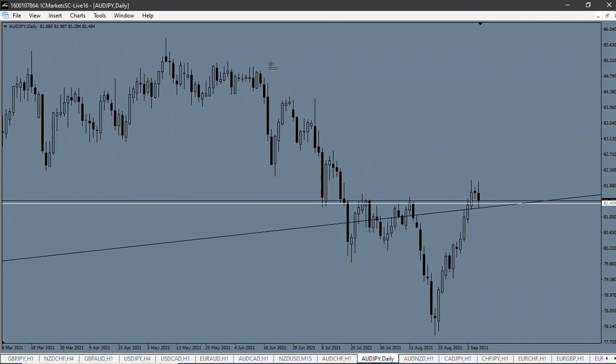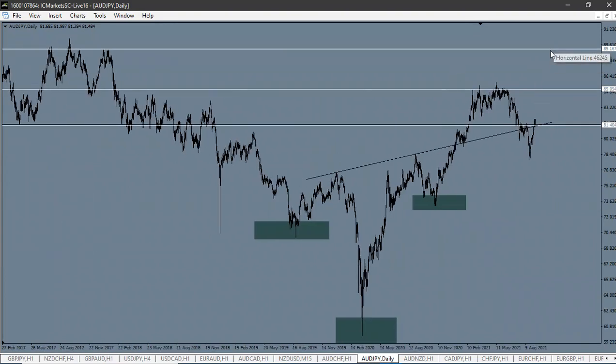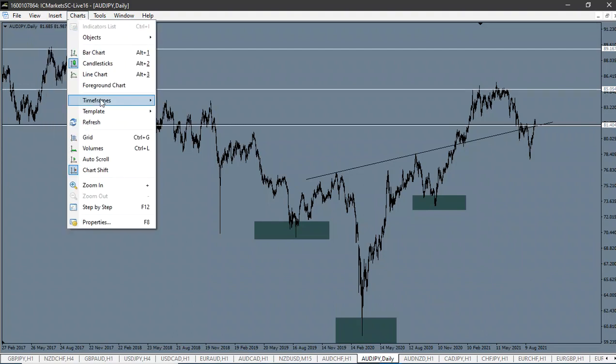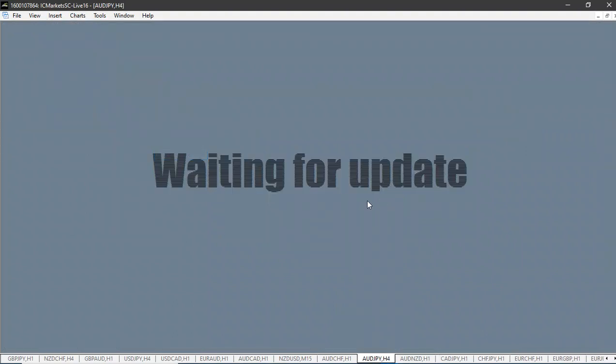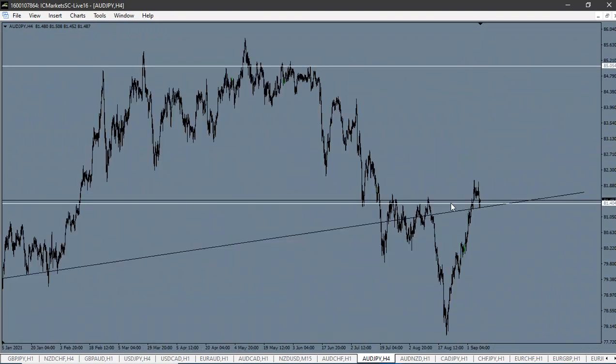If price moves up, our targets will be like this. That will be the first target right here, and the second target right there. So let's see what the lower time frame has for us. So far we are looking for buys.